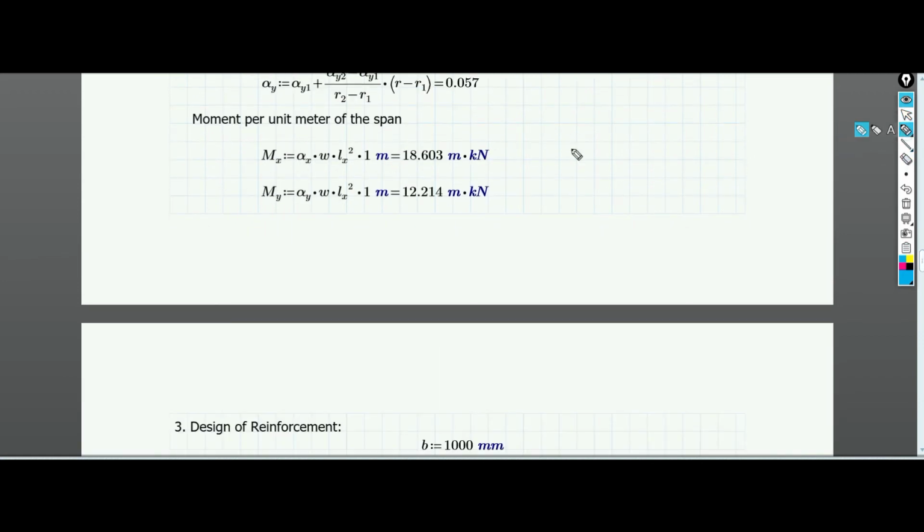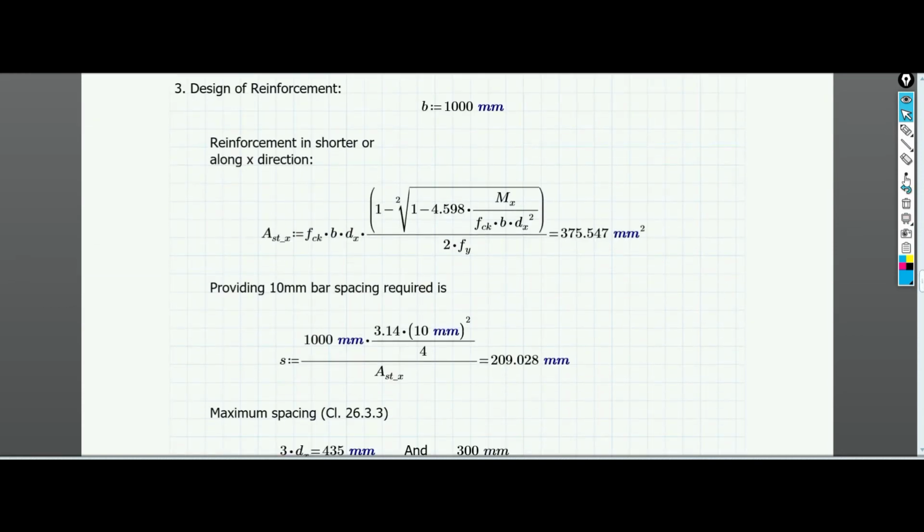Now the moment Mx is equal to alpha x w lx square into 1 meter. This is because the moments are calculated per meter, so I have just multiplied by 1 meter to make the units consistent. So Mx becomes 18.603 and My becomes 12.214 kilonewton meter. I think the slab design part is the easiest of all that we have discussed so far.